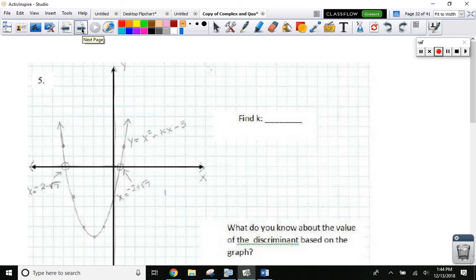Alright, so same idea, but you're looking at a graph now. And you want to figure out what k is. I'll give you a minute.